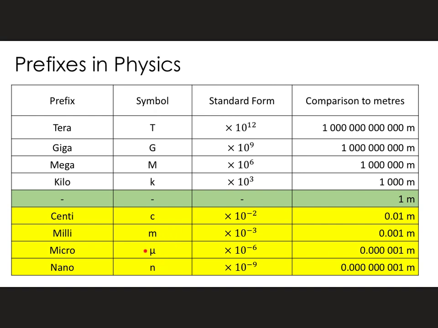Micrometre has the Greek symbol mu, it's times 10 to the minus 6, and is 0.000001 metres. And nanometres come next. They're times 10 to the minus 9, and they're essentially a billionth of a metre, so 0.000000001 metres. If you look at the table, you can see that the standard form variations all go up in powers of 3, apart from one example, which is a centimetre, where it's times 10 to the minus 2. It's the only prefix that breaks that trend.